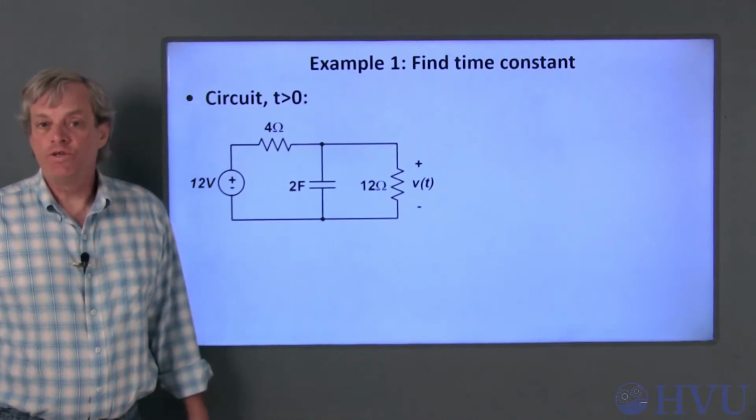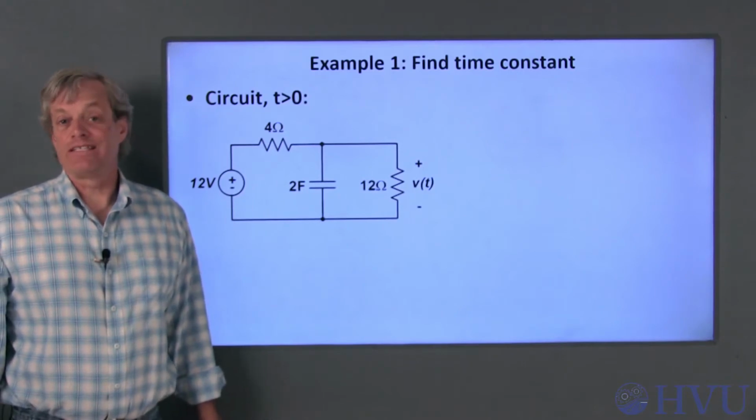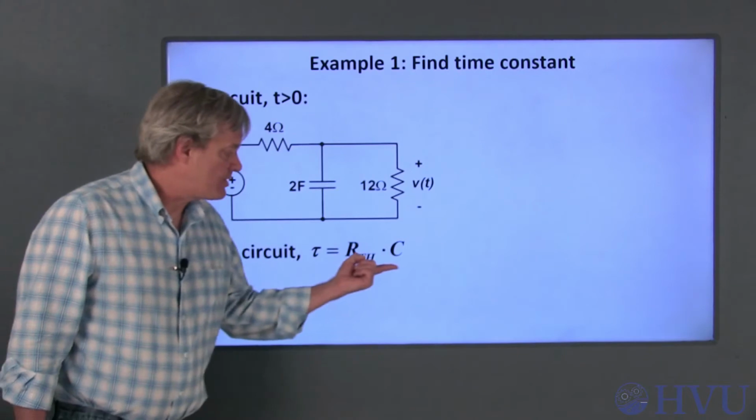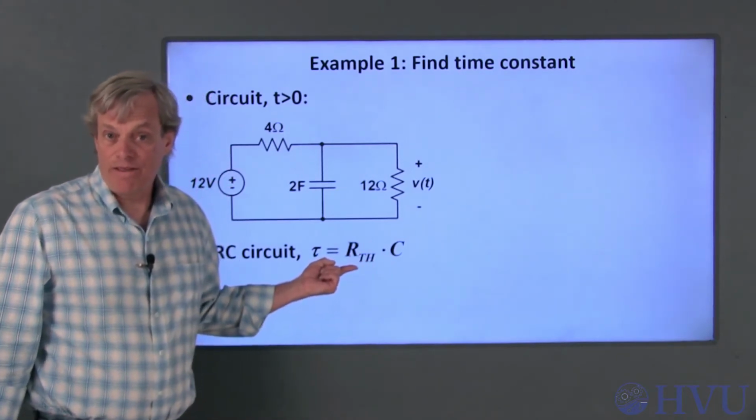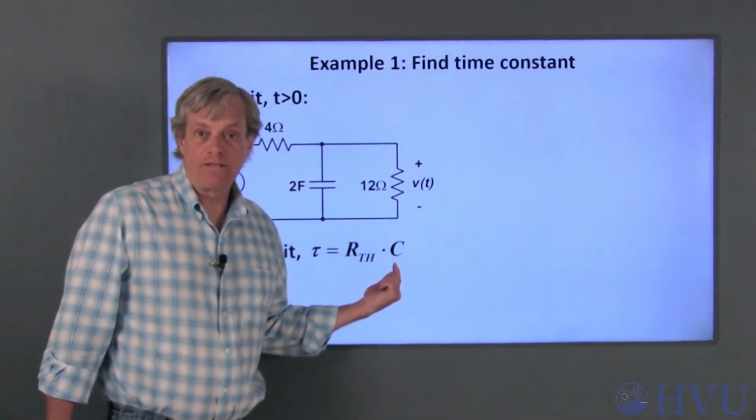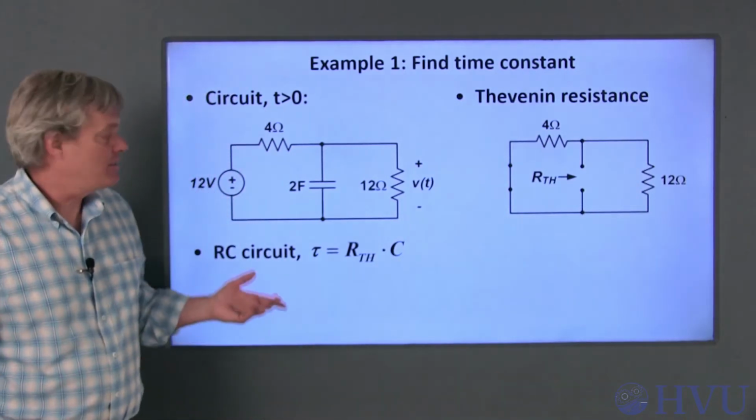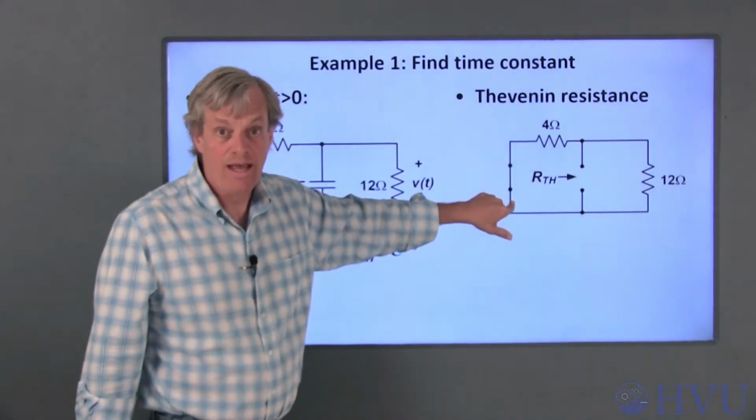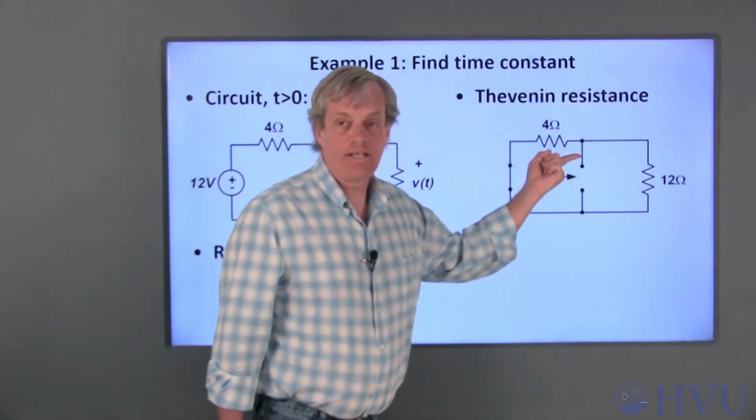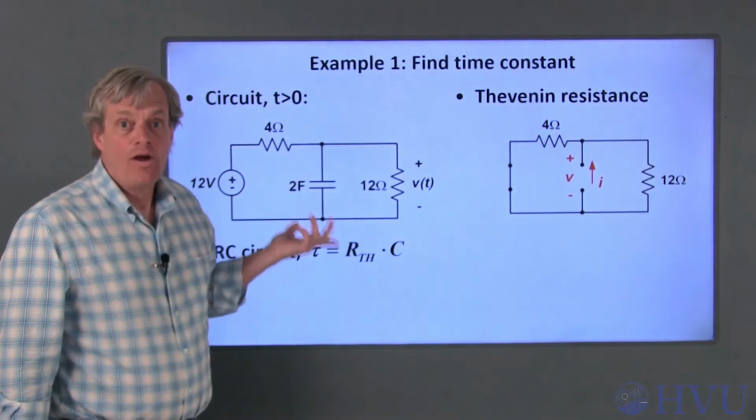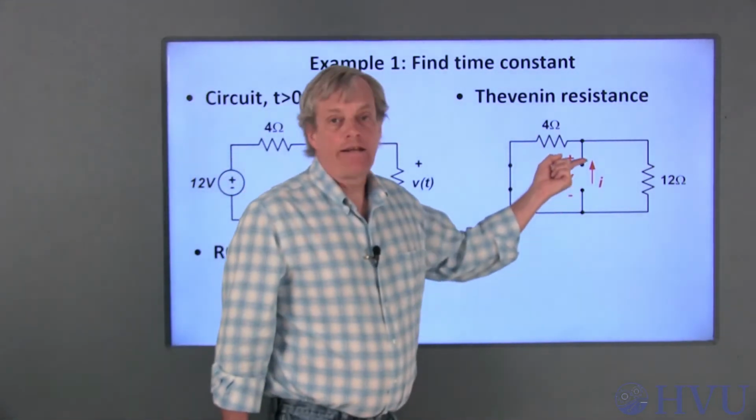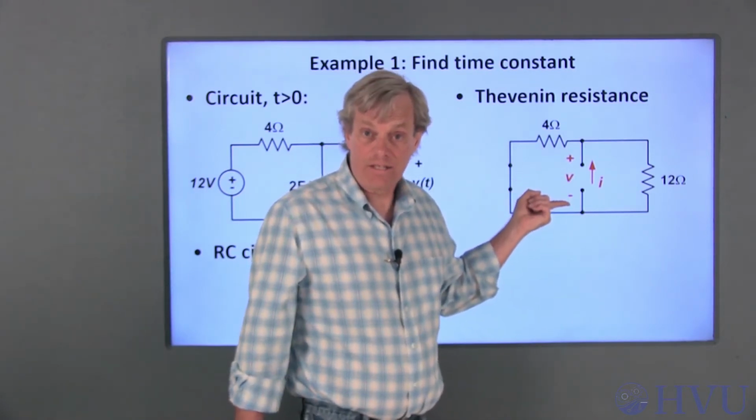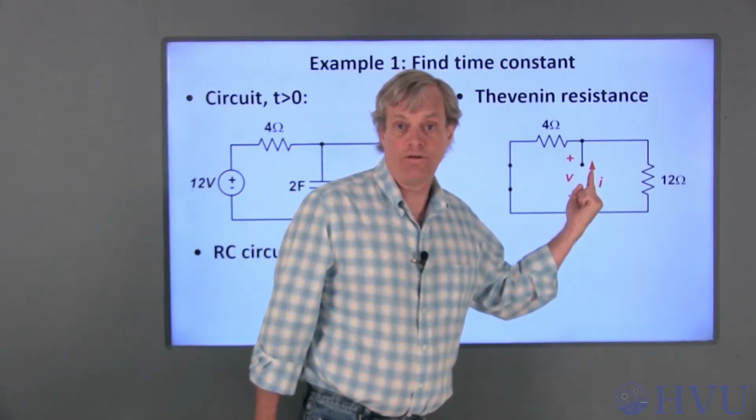Again, to avoid confusion, it's a good idea to redraw the circuit as it should be during the time of interest. The time constant for an RC circuit is just the Thevenin resistance seen by the capacitor times the capacitance. To determine the Thevenin resistance, kill the independent sources, so this voltage source becomes a short circuit, and determine the resistance seen across the capacitor terminals. Remember that these terminals are not an open circuit here. We're looking for a relationship between the voltage across the terminals and a current through the terminals.